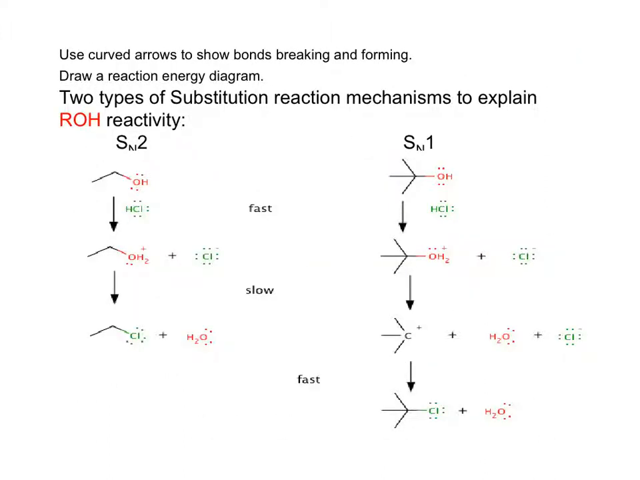An alcohol undergoes substitution reaction by an SN1 or SN2 mechanism, just like an alkyl halide. So stop the video and use curved arrows to show bonds breaking and forming. Here are the answers. Step 1, make the OH group into a better leaving group, and then the substitution reaction can occur.